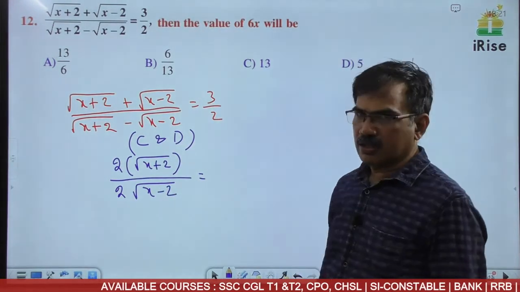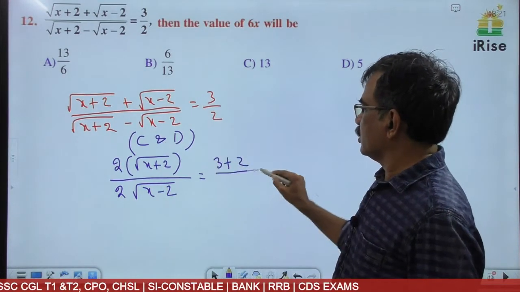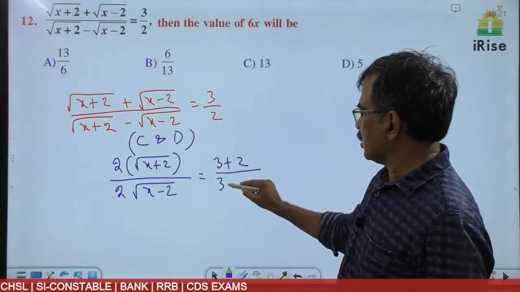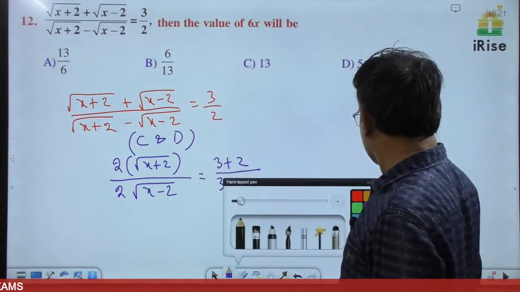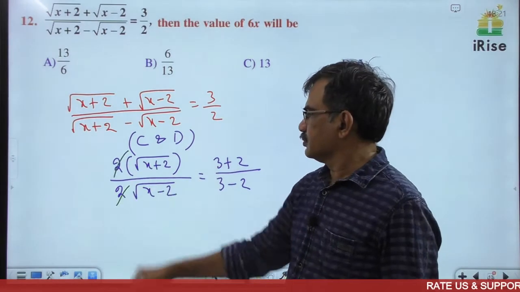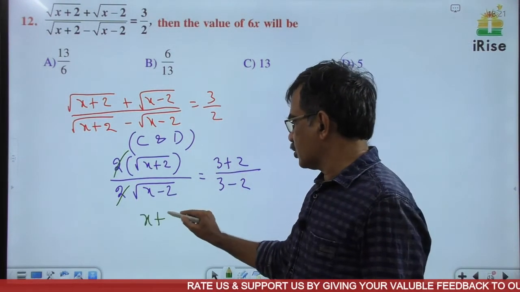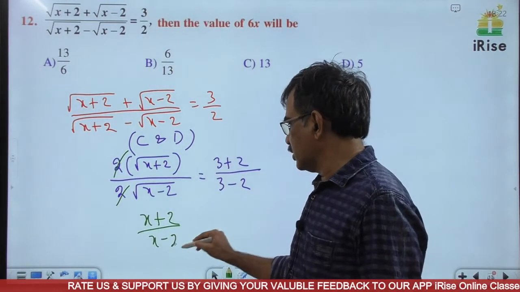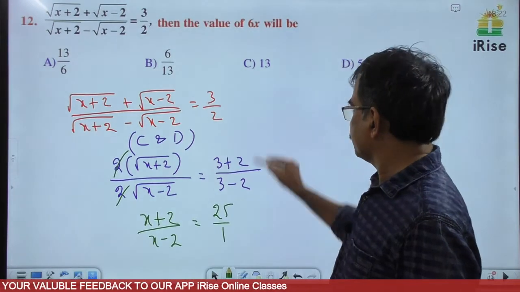Same thing applicable on the right hand side. Numerator plus denominator, 3 plus 2. Numerator minus denominator, 3 minus 2. Here these two get cancelled. Squaring on both sides, we get (x plus 2) by (x minus 2) is equal to 5 square, 25 by 1.